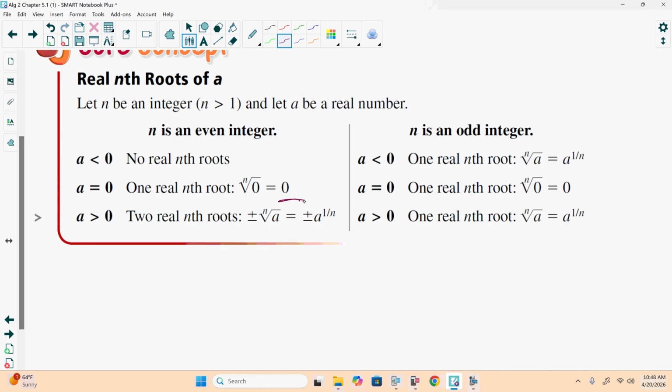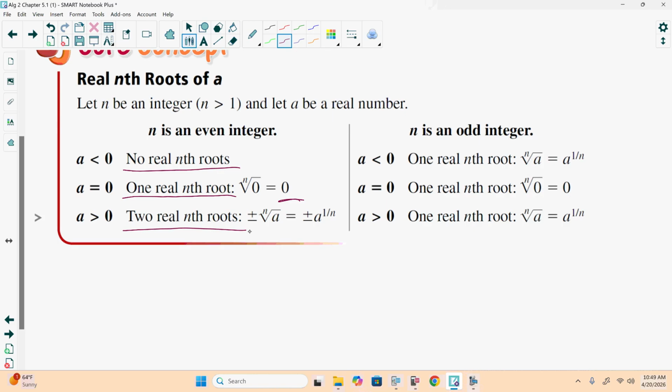So if we apply an even root to a number, and we try to find out what number times itself, an even number of times gives us the number inside the radical, we have 3 cases. If the number inside is negative, we have none. If it's 0, we have 1, it's just 0. And if it's greater than 0, we're going to have 2, so we have to put that plus or minus. Okay? Questions on applying an even root?